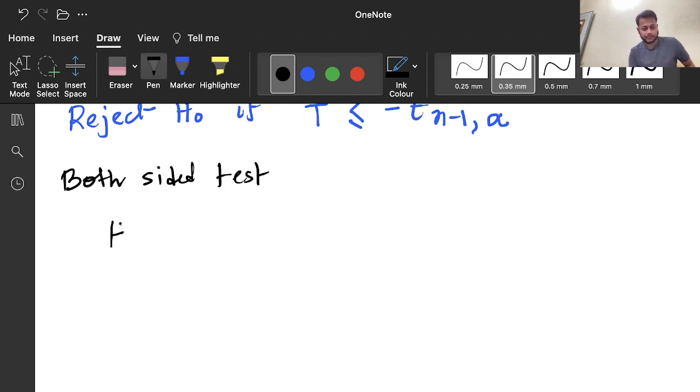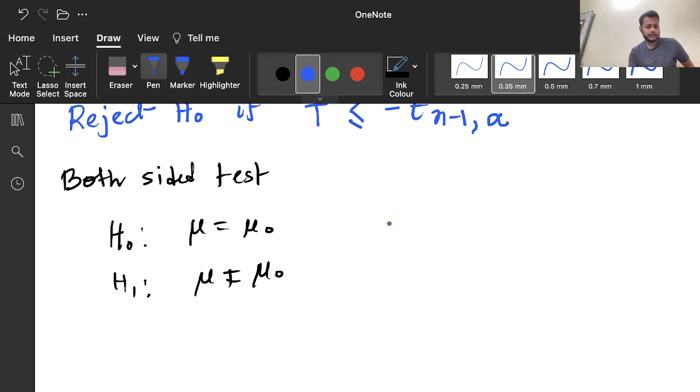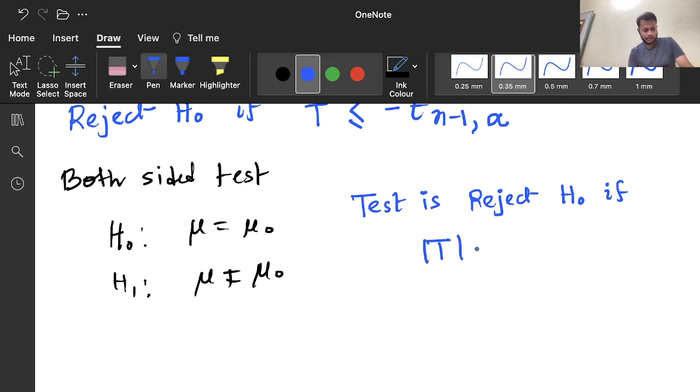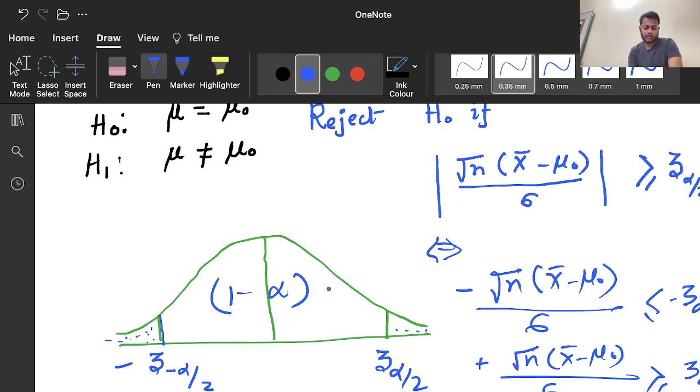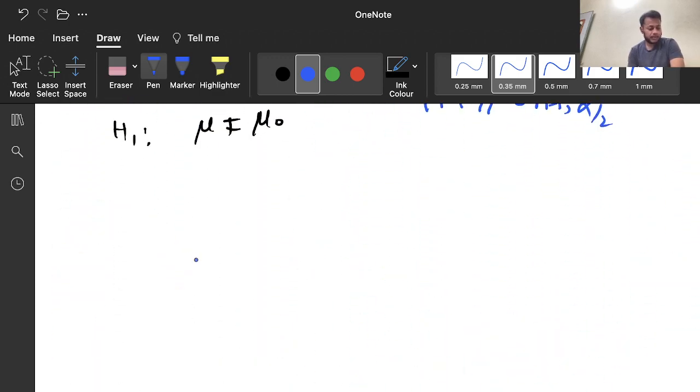So here the hypothesis is, you can guess, H0 mu equal to mu 0 and the alternative hypothesis is mu not equal to mu 0, and the test will be: reject H0 if the absolute value of t is greater than t n minus 1 alpha by 2, and it follows the same reason as we have discussed for the Gaussian case. Same. Let me give an example.